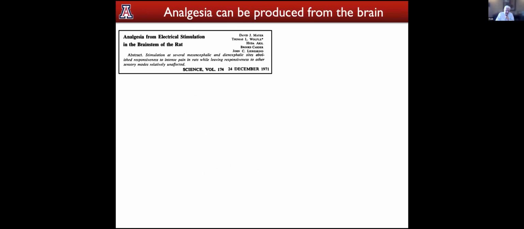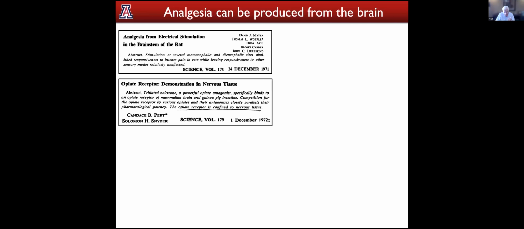Okay, so the idea that there was a descending pain modulatory circuit arose from many, many different papers and different findings. I wanted to show you a couple of early papers that started to lead to this concept. As far back as 1971, there was this paper published by John Liebeskind's group, along with David Mayer. Huda Akil was also an author on this paper, which showed that electrical stimulation of the brainstem of the rat could produce analgesia.